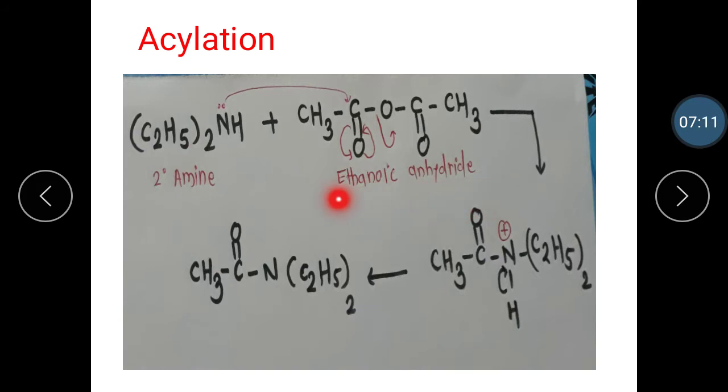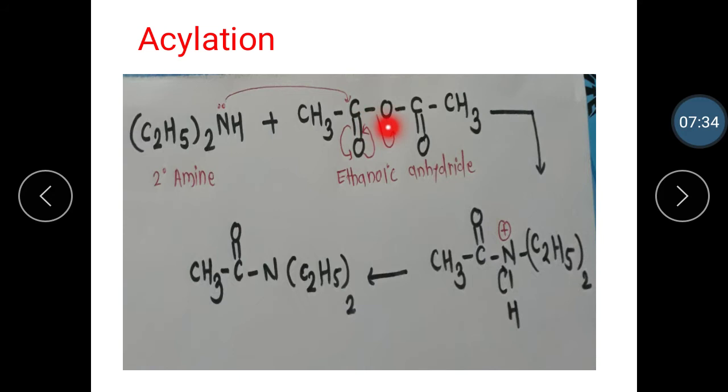Let's see here the structure of ethanoic anhydride and its reaction with secondary amine, (C2H5)2NH. On nitrogen there is a lone pair of electrons. This nitrogen donates the lone pair to this carbon. At that time the bond between this carbon and oxygen will break, and oxygen makes back bonding.